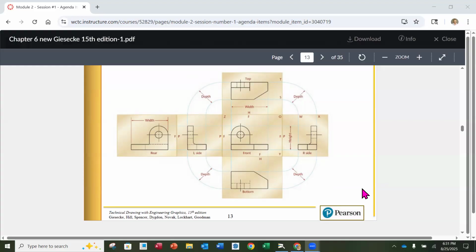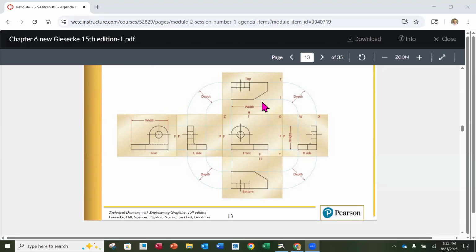This is orthographic projection, the standard orientation of standard multi-views of a part. The front view is in the middle. The top is on top. The right side is on the right side. These 3 are the most popular principal views, right or left side, depending on what's going on.